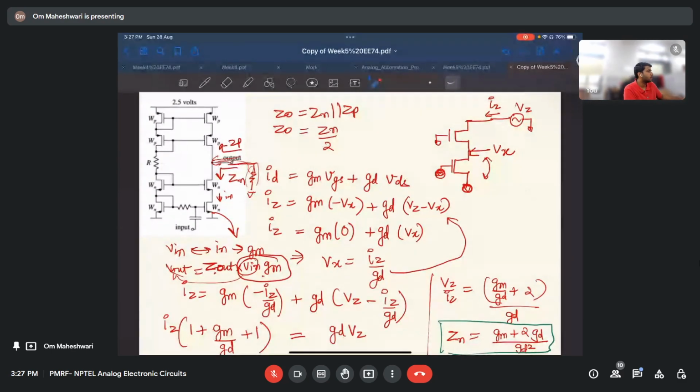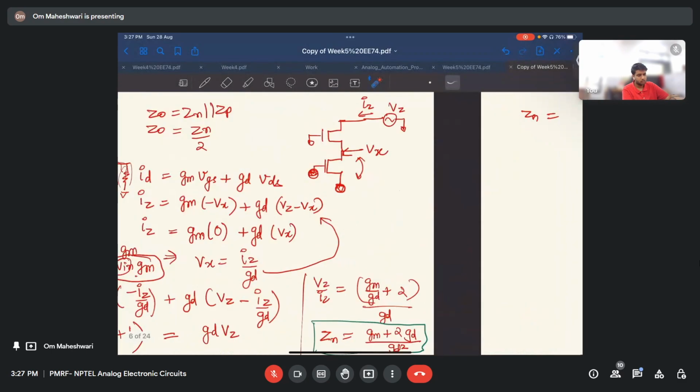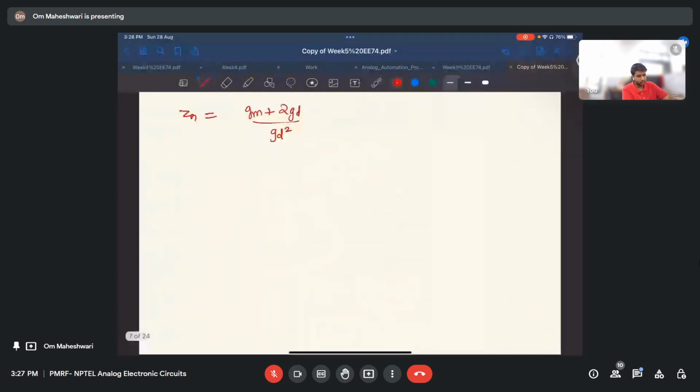Sir told that if a resistor is connected below the MOSFET on the source side, then its impedance, looking from the drain side, is RDS of the MOSFET plus the intrinsic gain of the MOSFET times RS plus RDS. You are saying if there is a resistor here and we are looking from here, then it will be Z out equals to what?